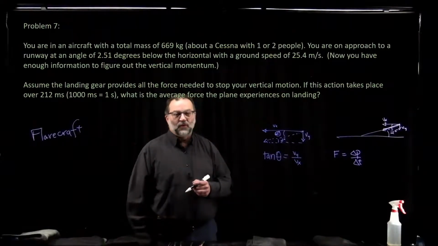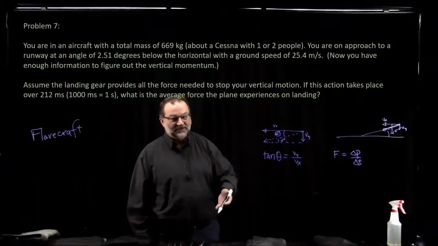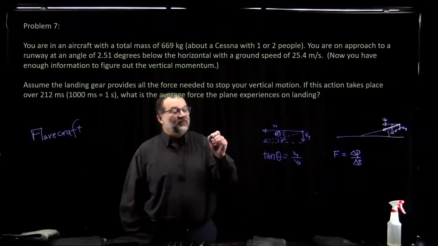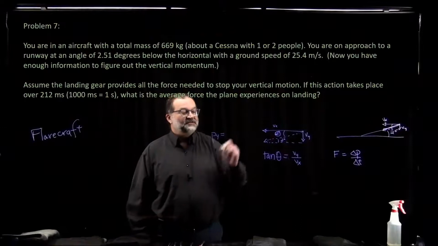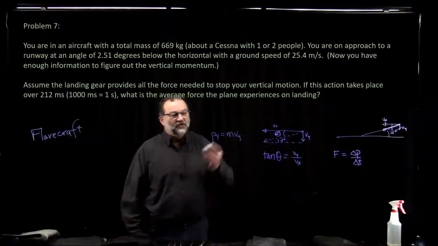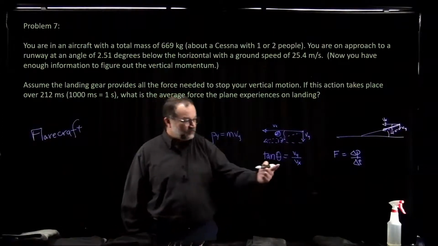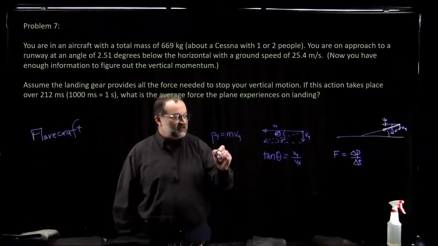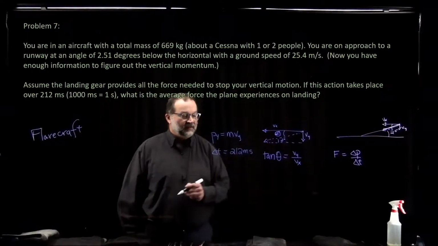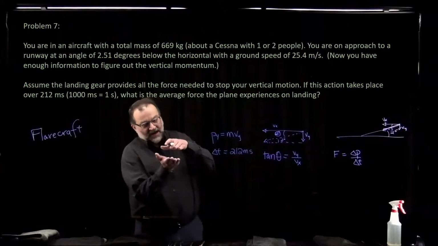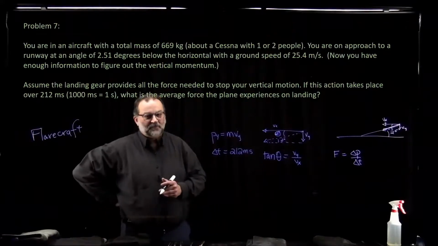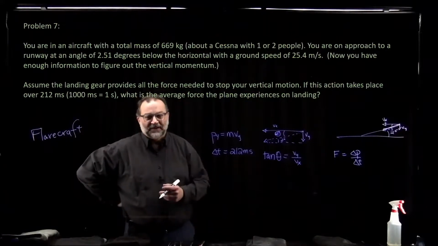Okay, we know Vy, and we want to get to the momentum, and I gave you this hint. Now you have enough information to figure out the vertical momentum, right? So the vertical momentum, Py, is just the mass of the aircraft and passengers times Vy. Now we know the vertical momentum. We know how long it takes because we're given delta t. Delta t is 212 milliseconds, so about 0.2 seconds is how long you have between when you first touch and when you've settled into the gear. So what is the average force the plane is going to experience?